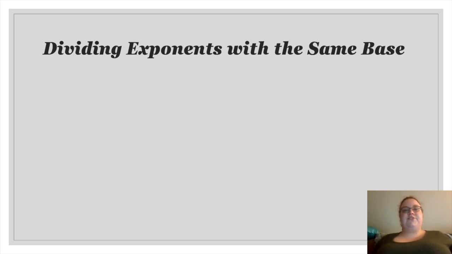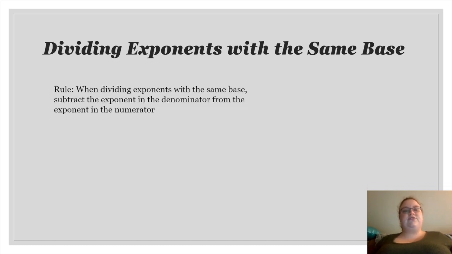So now we can talk about dividing exponents with the same base. So the rule for this is when you are dividing exponents with the same base, you subtract the exponent in the denominator from the exponent in the numerator. So here we have 5 to the third over 5 squared. So once again, I'm going to go through what is actually happening here so that we have a deeper understanding of why the rule works.